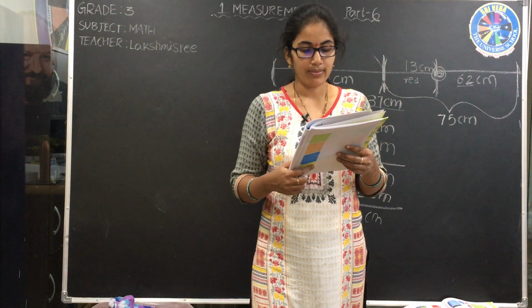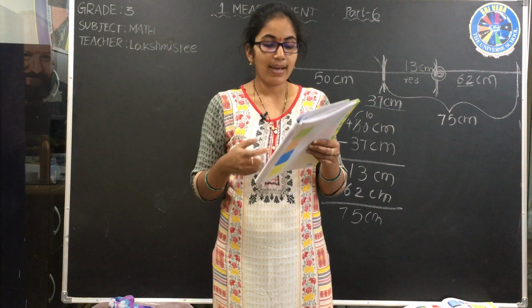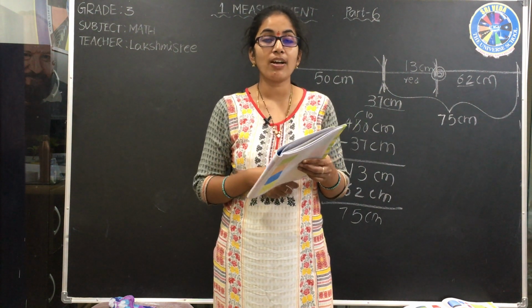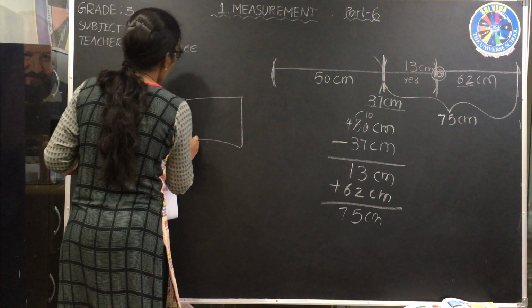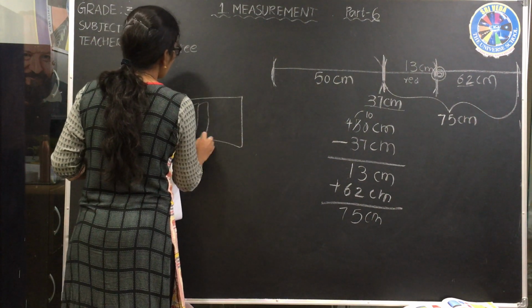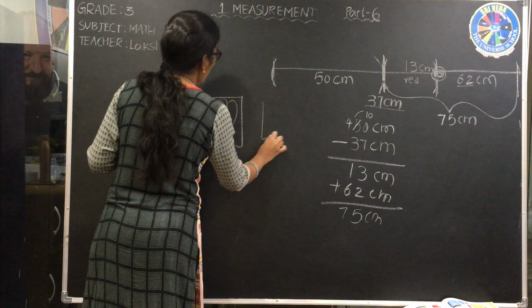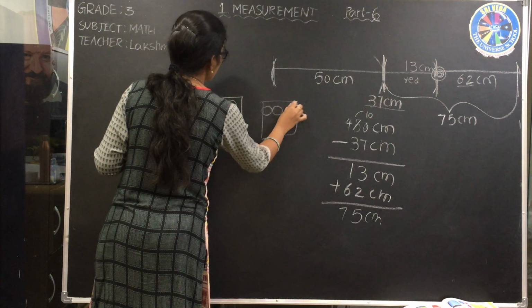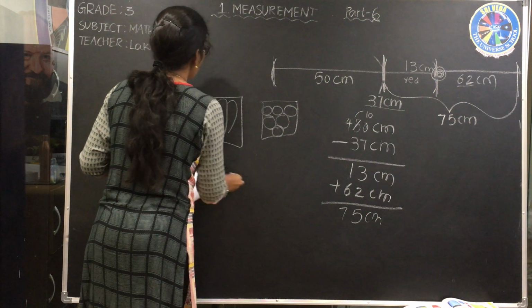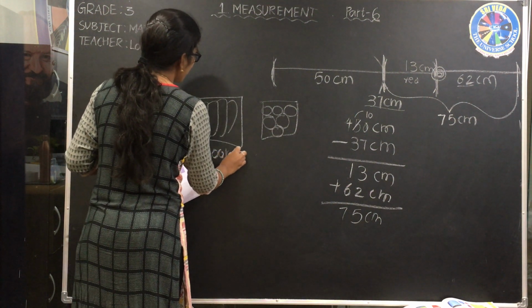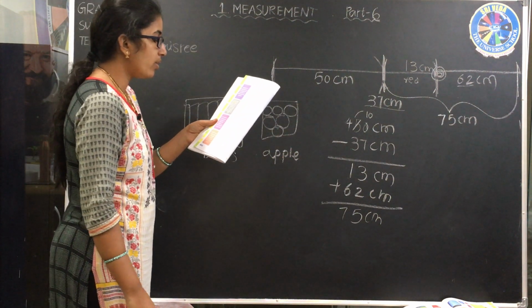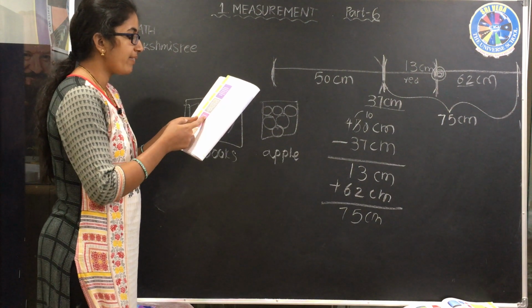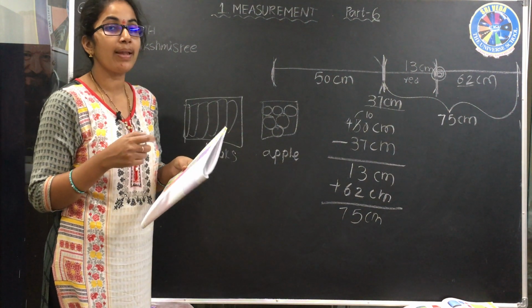Same. Third one. A box of books is 6 times heavier than a box of apples. See, here is a box of books. Okay. And we have one apple box. These are the books. These are the apples. A box of books is 6 times heavier than the box of apples.